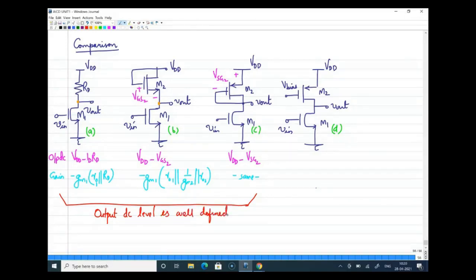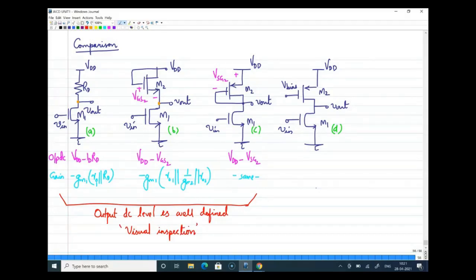So what is the meaning of this? When do we say that the output DC level is well defined? When we can comment on the output DC level by just visual inspection without doing any calculation. If by visually inspecting we can clearly say something about the output DC level, we call the output DC level well defined.